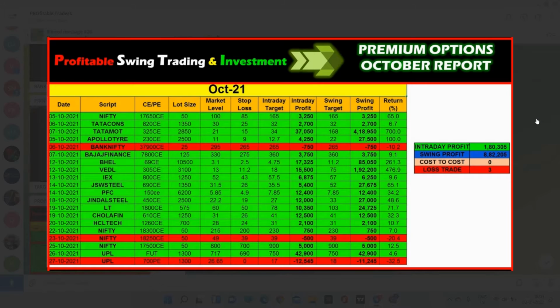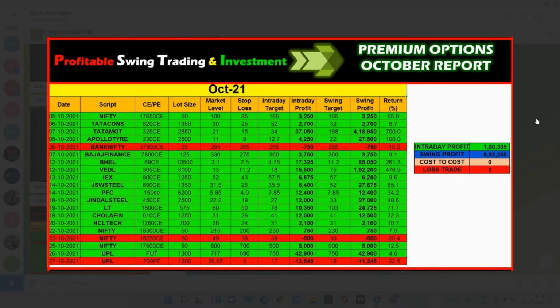Okay, so these are some of the trades that were given in the month of October, and this is their status. So if you would have taken this Nifty trade, that's indicating an entry, exit, and target, of course. So the swing target is 165, and the swing profit was almost 3200. Okay, and in percentage, that amounts to almost 65%. The next is Tata Comms 6.7, Tata Motors 700, Apollo Tires 100. This is all in percentage terms.